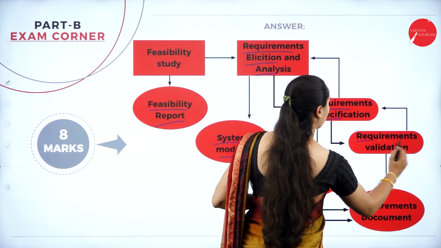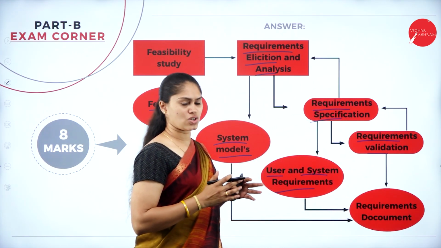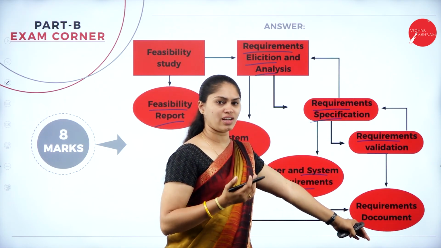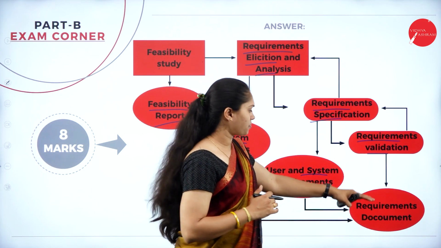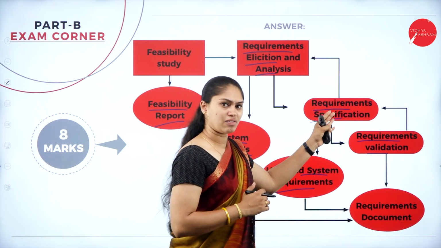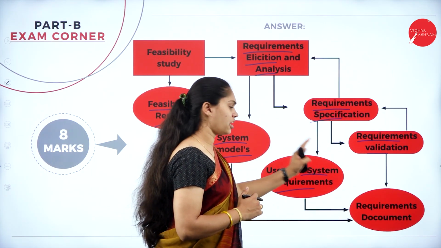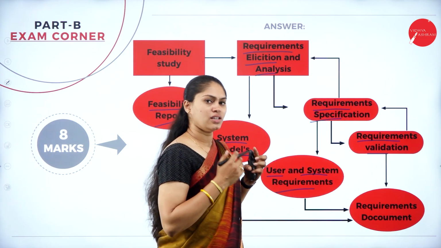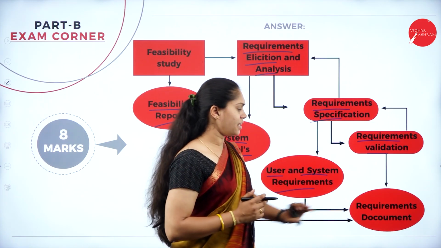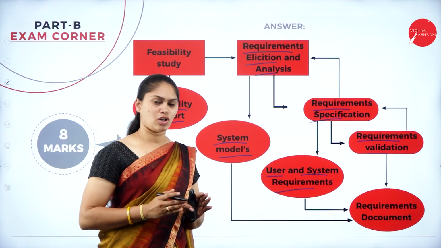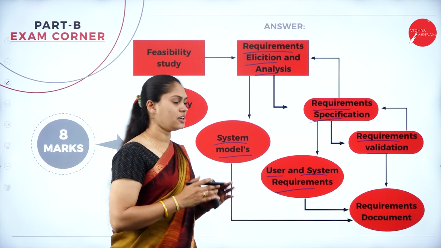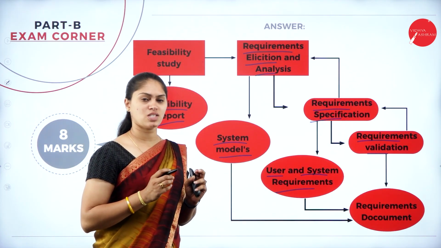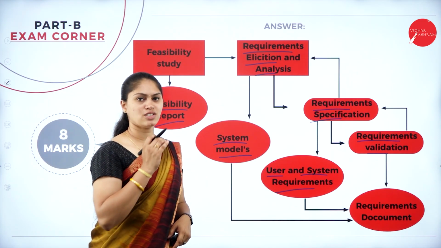By taking that, they are going to do the requirement validation. If it is validated, then they will come to the requirements documentation, or a finalized document. Otherwise, again they will go back to the requirement specification. They will take the user and system requirements, and again the purification process will take place again and again until it reaches the final requirement documentation. So this is how the requirement engineering process takes place, one phase after another phase.